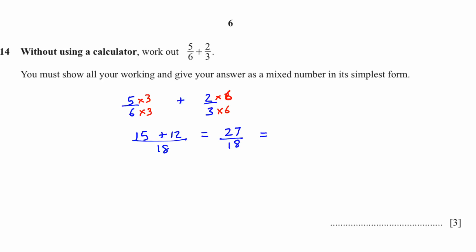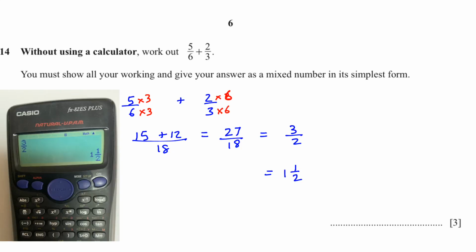You can put this in the calculator. You will get 3 over 2. And there is one button which is there in the calculator. You do Shift SD and you will get it in the fraction form. So you have to press Shift SD and you will get it in this form.